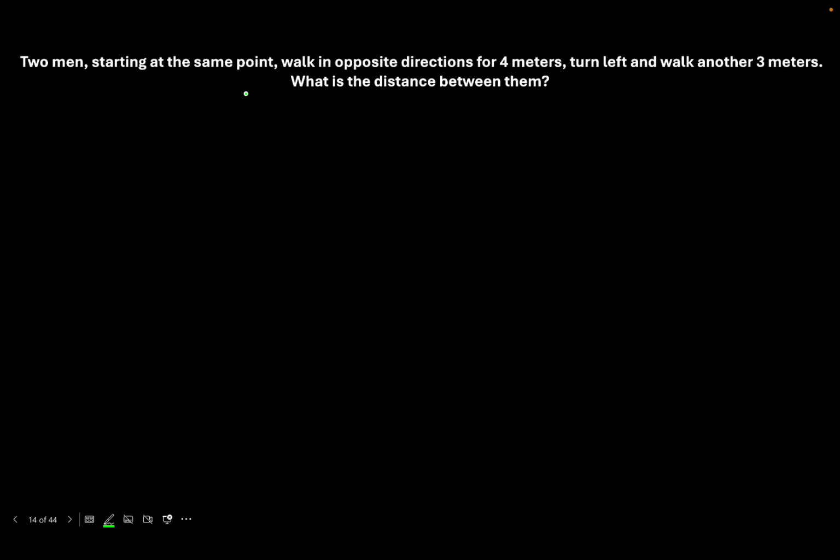Two men starting at the same point walk in opposite directions for 4 meters, turn left and walk another 3 meters. What is the distance between them? So if this is the point, one starts walking this way and another in the opposite direction, and this is 4 meters, also this is 4 meters. Then he turned left and walked 3 meters.